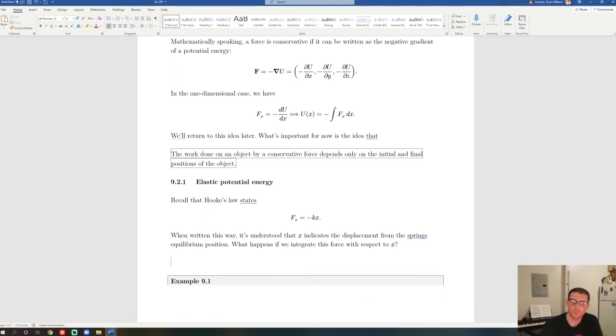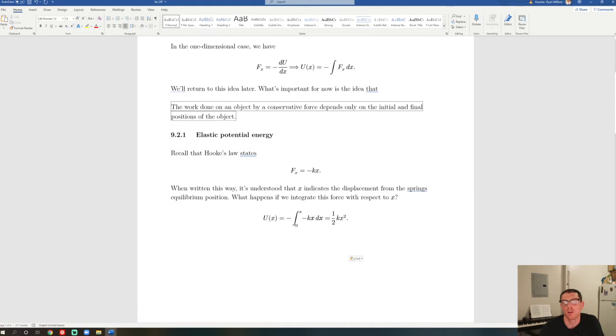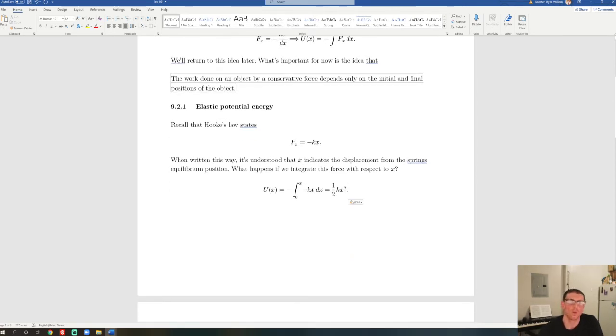So let's do it, and we're gonna use this little physics trick where we just put in the appropriate limits of integration so we don't wind up with a constant, right? Because when we do an indefinite integral, we wind up with a constant, but doing it this way, we get the form of the elastic potential energy that we want.